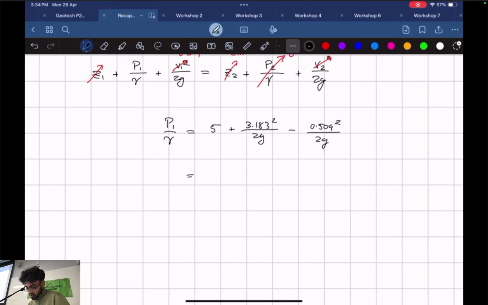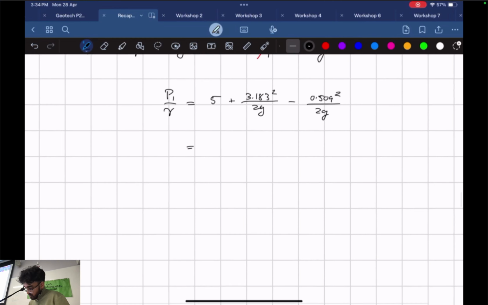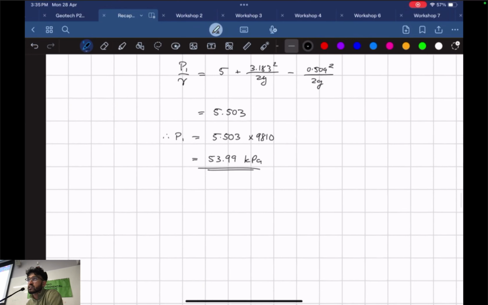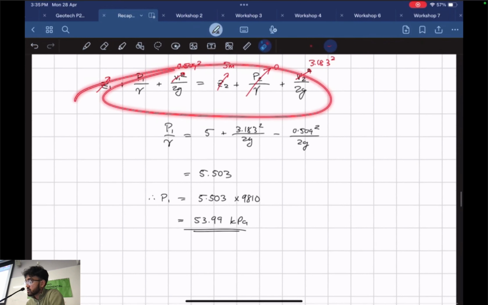Oh shit. 5.503. Therefore, P1 is going to be equal to that times rho g, which is 53.99 kPa. Okay? This is a bunch of calculation once you actually understand how to do this part.